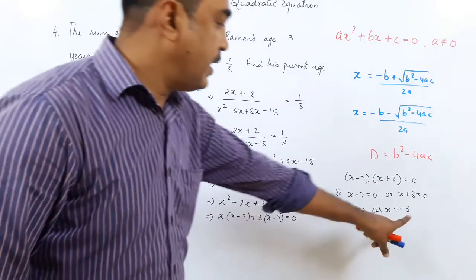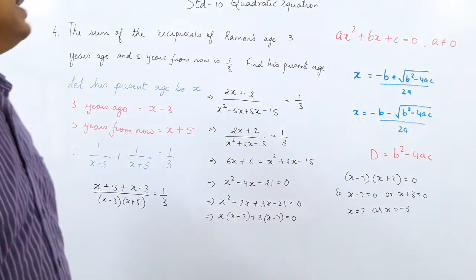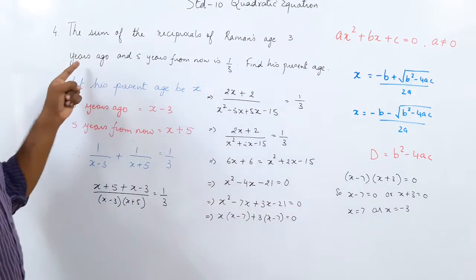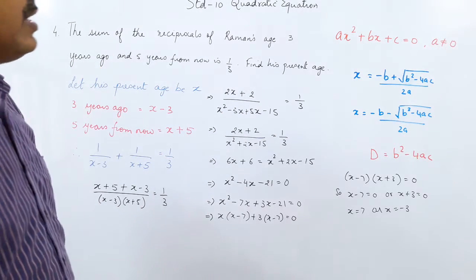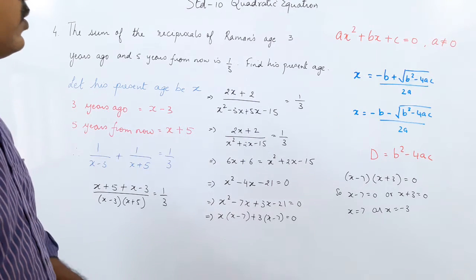Since age cannot be negative, we take x equal to 7. So his present age is 7. So 3 years back his age was 4. 5 years from now his age will be 12. And you can check 1 upon 4 plus 1 upon 12 equal to 1 upon 3.